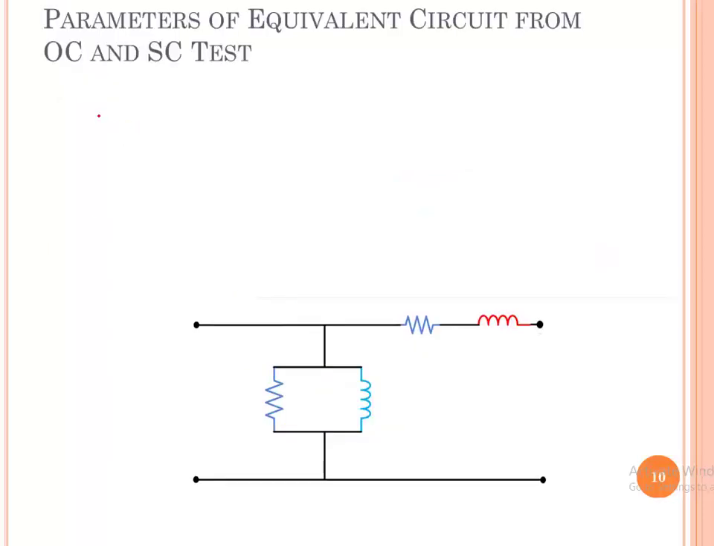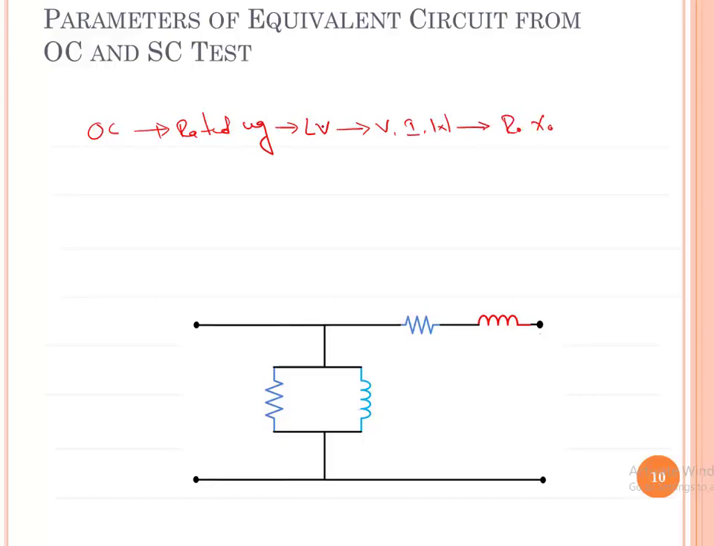Let me summarize. We conduct OC test. In OC test, the secondary is kept open. We applied the rated voltage on LV side. We noted the values of voltage, current and wattmeter reading. After conducting this, we got the values of R0 and X0.